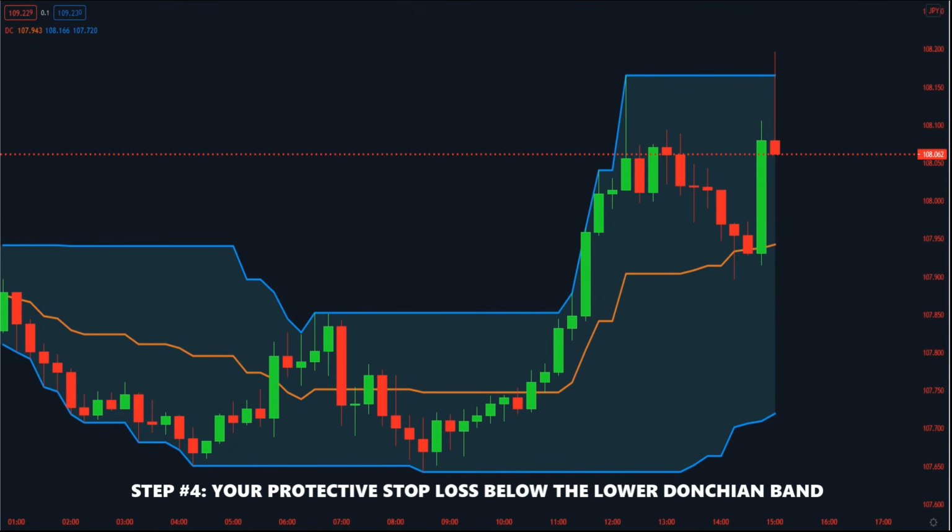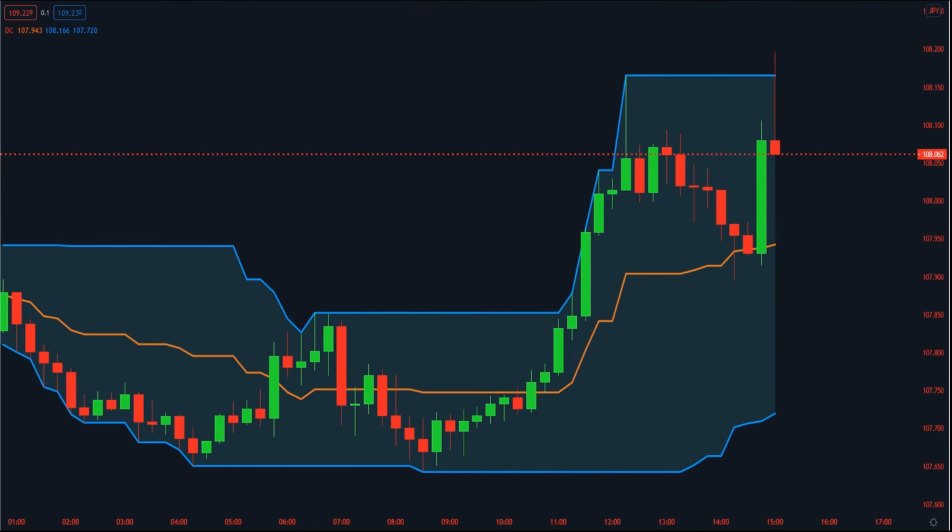Step number 4, hide your protective stop loss below the lower Donchian band. Your stop loss can be placed below the lower Donchian band. The catch is that you need to move to the left side of the chart and find the first part of the lower Donchian band where it is flat. You'll find that oftentimes the Donchian channel will plot perfectly flat lines. This can provide us with excellent spots to hide our stop loss.